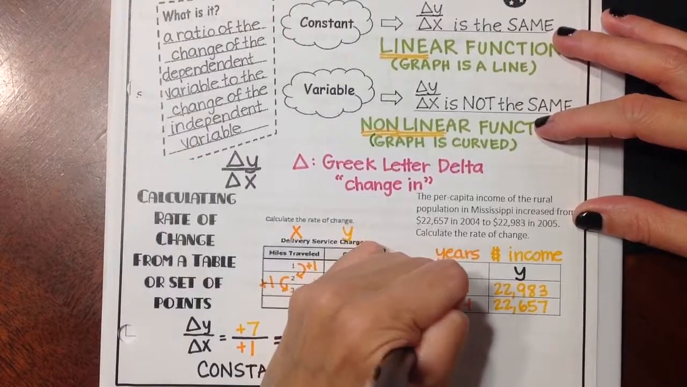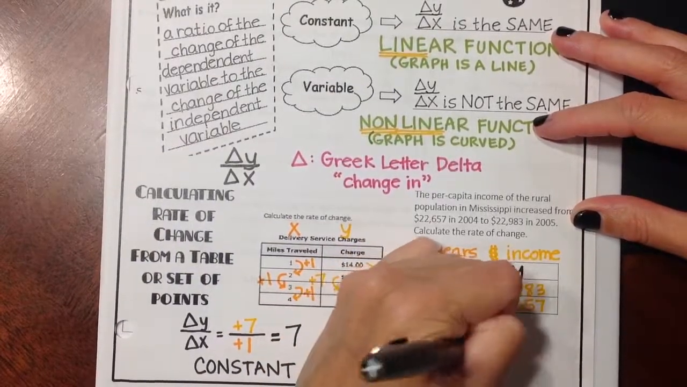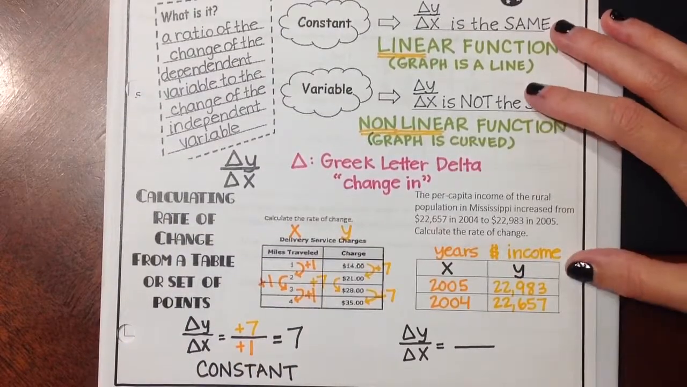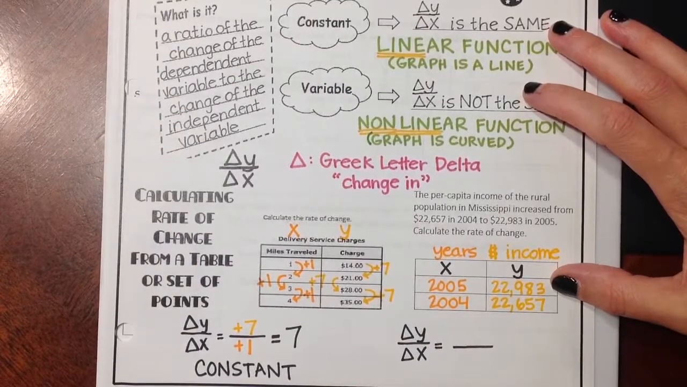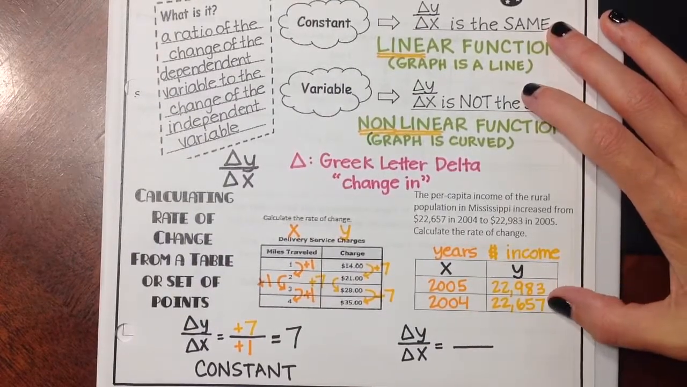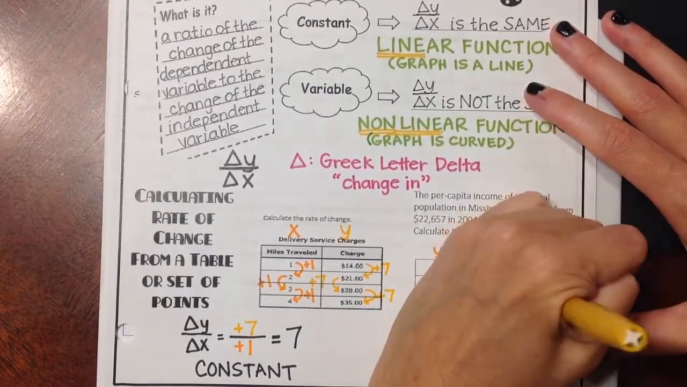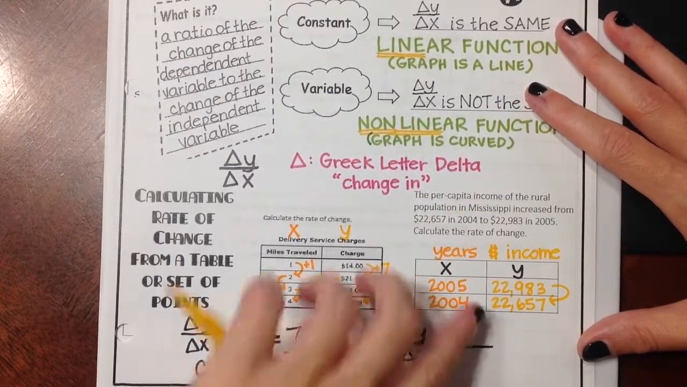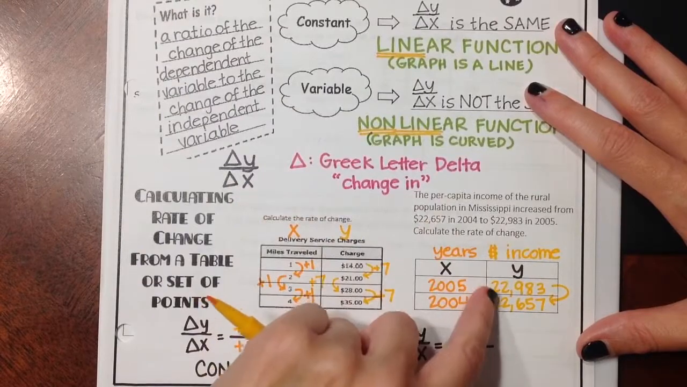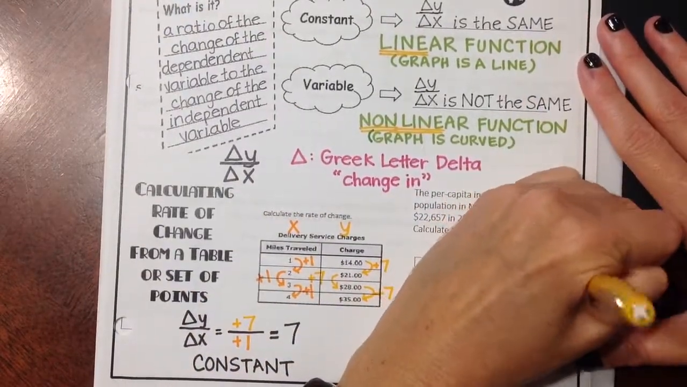Okay, so now we want to find the change in Y, but let me get set up first. So change in Y divided by the change in X for this table. Okay, so now let's look at our change in Y. We started at $22,983, and then the next year, in 2004, we had an income of $22,657. So I want to find out what that change is. All you're doing is subtracting. So take away 22,983 minus 22,657, and you should get a change of $326.